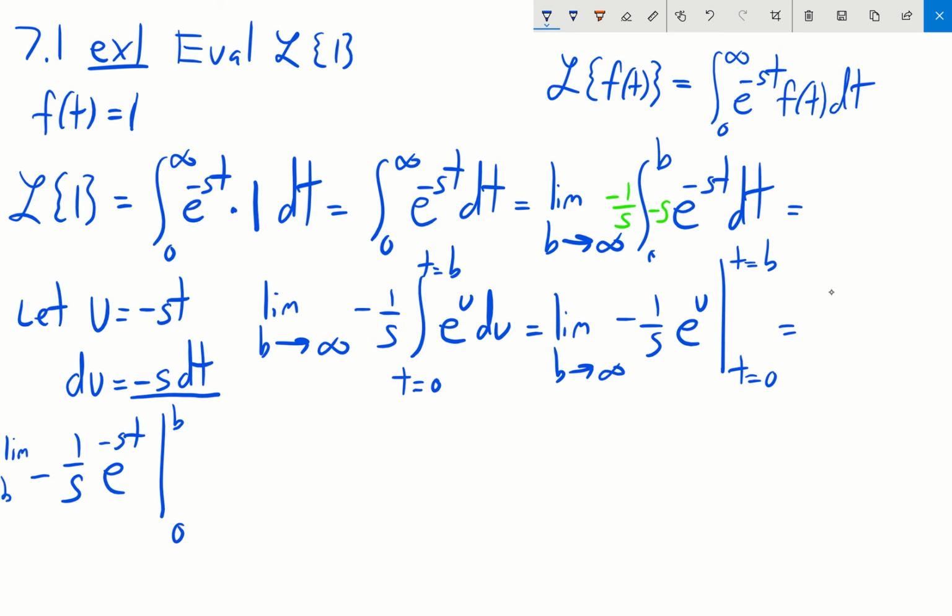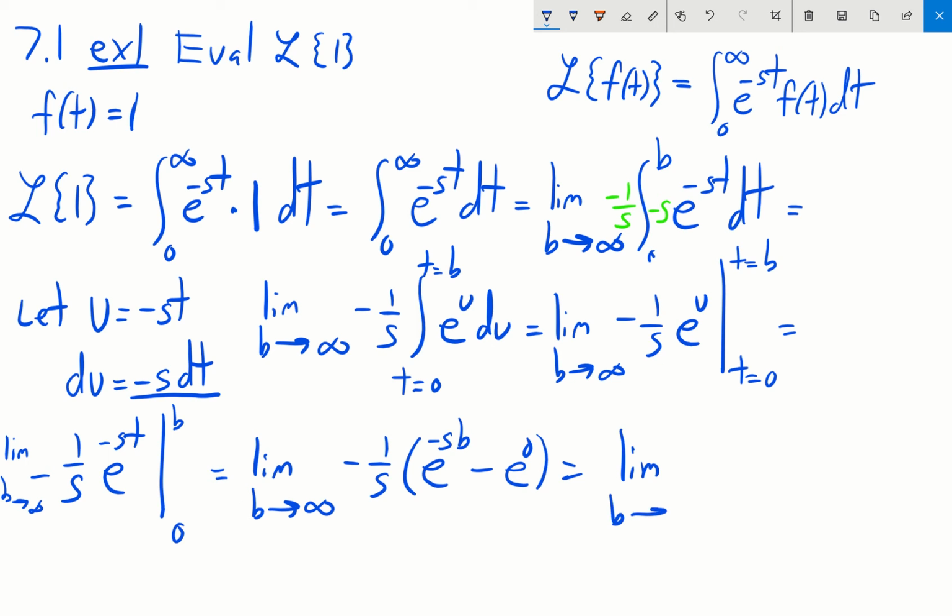And as I said a moment ago, don't forget, we still need to take a limit at the end. This is going to be the limit as b approaches infinity of the following. So we have our negative 1 over s. If I plug b in for t, this is negative e to the negative sb minus e to the negative s times 0, which is just going to end up being e to the 0 power. So we get the following. This is going to be equal to the limit as b approaches infinity of negative 1 over s times e to the negative sb minus 1.